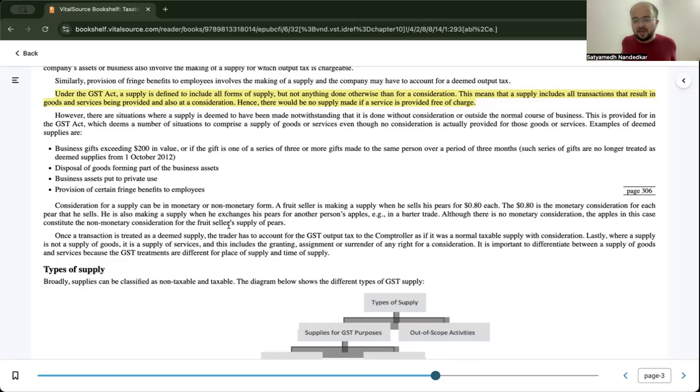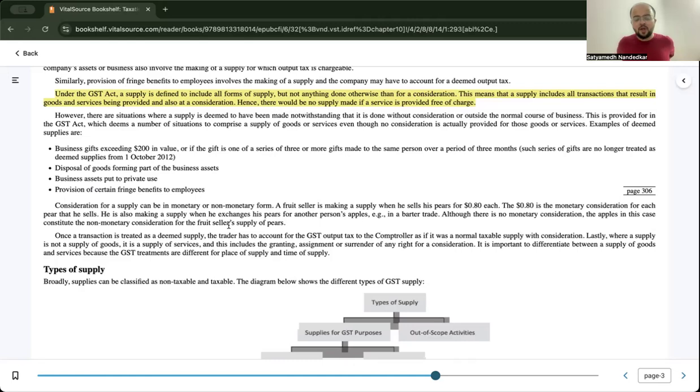Business assets put to private use. I am a sole trader. I have a car that was being used for business, but now I am using it for my private purposes. The business asset put to private use is also covered. And provisions of certain fringe benefits to employees. What are fringe benefits? Fringe benefits are basically perquisites or certain benefits which are payments which are not in cash. Say, for example, in the house that I am staying in, my employer has provided me with a microwave. That is a fringe benefit, and provision of fringe benefit to employees is also covered.